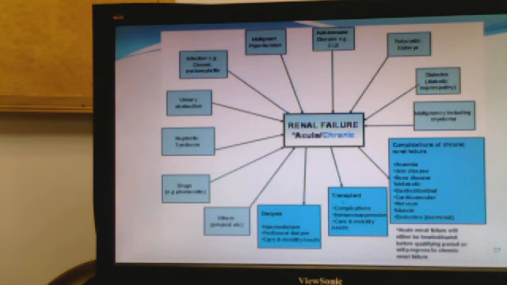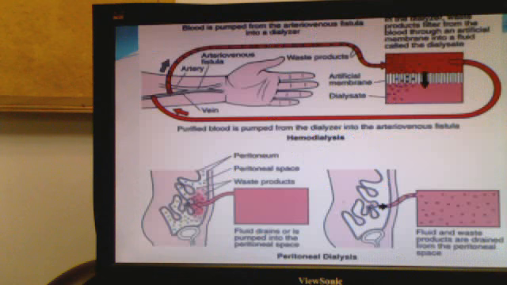So what happens when you have renal failure? You don't have an organ anymore that will basically clean your blood or rid your blood of waste. So what we need is something to clean our blood so that we go back to homeostasis. And that procedure is called dialysis. So this is a picture that you can find in your book.